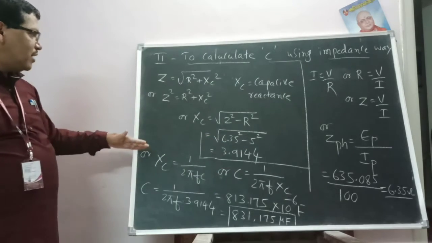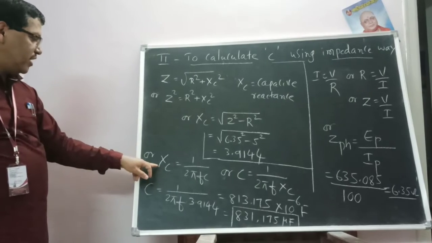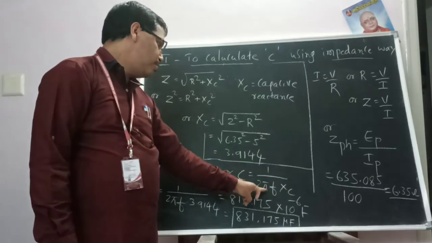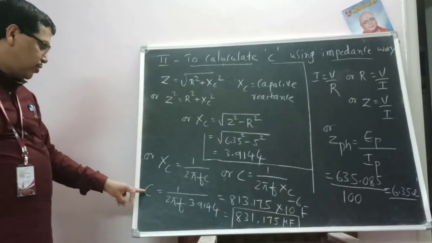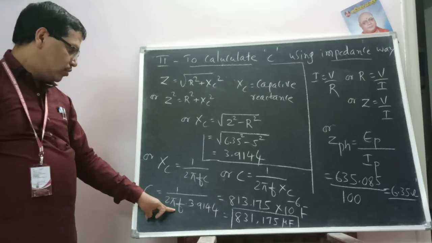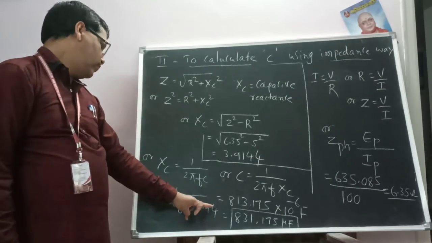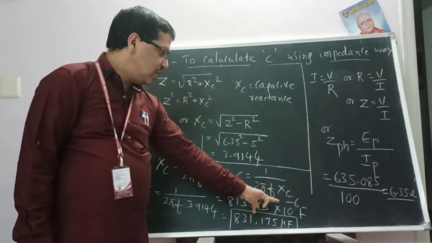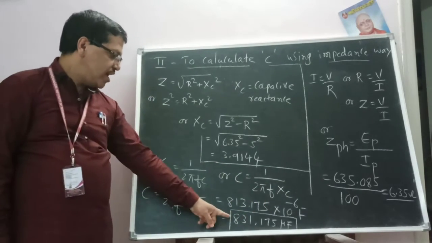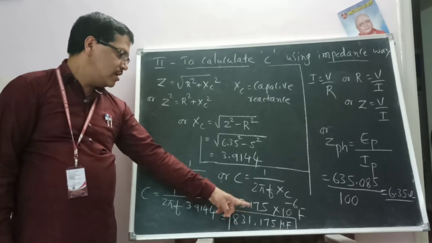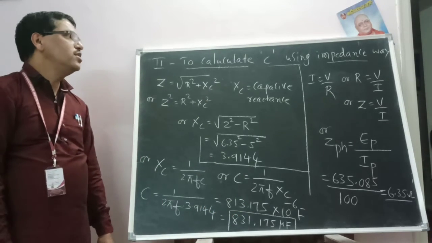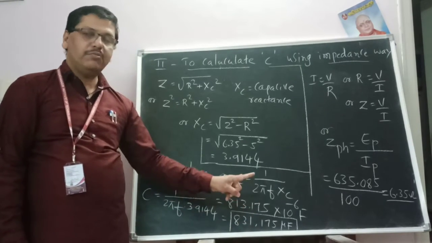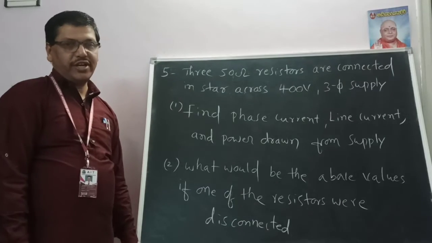3.9144. So we already know the equation XC is equal to 1 by 2 pi FC, or C is 1 by 2 pi F into XC. So just substitute, C is equal to 1 by 2 pi F, multiplied by 3.9144, so that answer is 831.175 into 10 raised to minus 6 farads. Final answer is 831.175 microfarads. So from this, R value is 5 ohms and C value is 831.175 microfarads. Problem connected to the star connection.